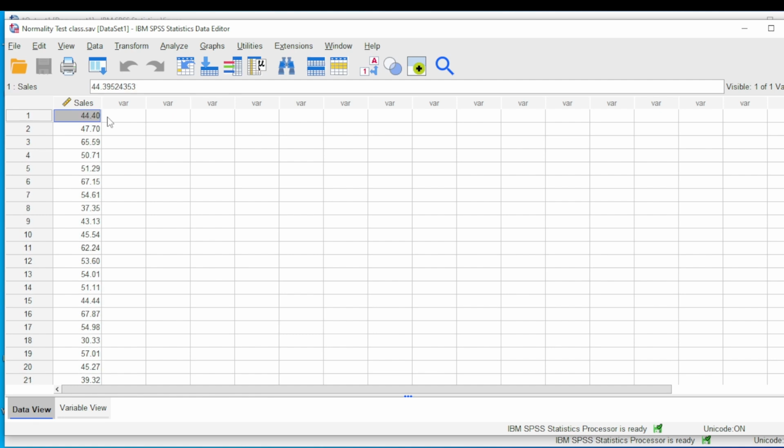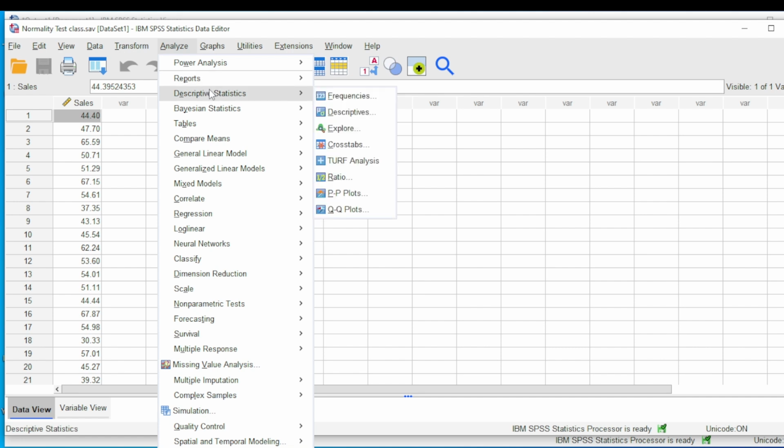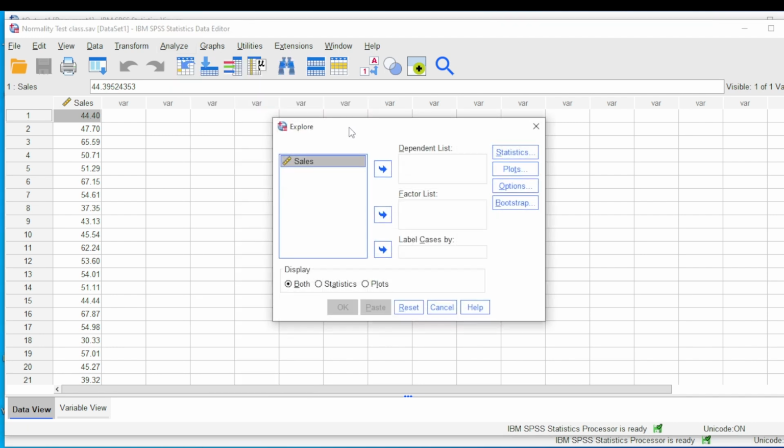So what we'll do is that I've inputted data in SPSS. You go to analyze, go to descriptive statistics, and go to explore. So this is the name of our data. Move this sales data into the dependent list.